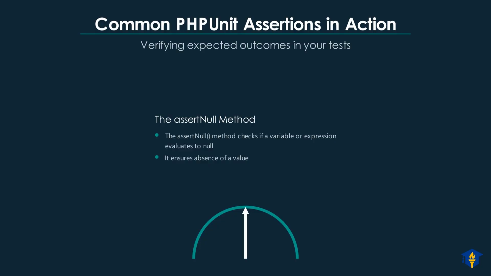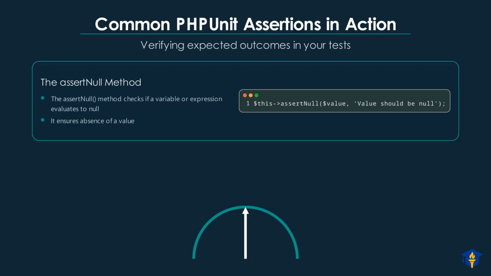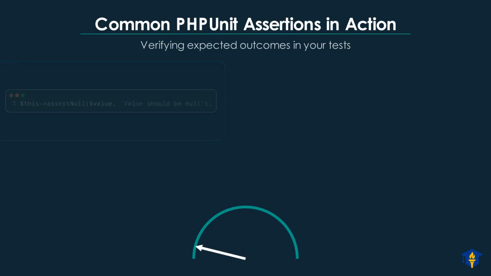Now, let us examine the assertNull method, used to confirm the absence of a value. The assertNull method checks if a variable or expression evaluates to null, ensuring the absence of a value. The assertNull method confirms that the value variable is indeed null, ensuring its absence.